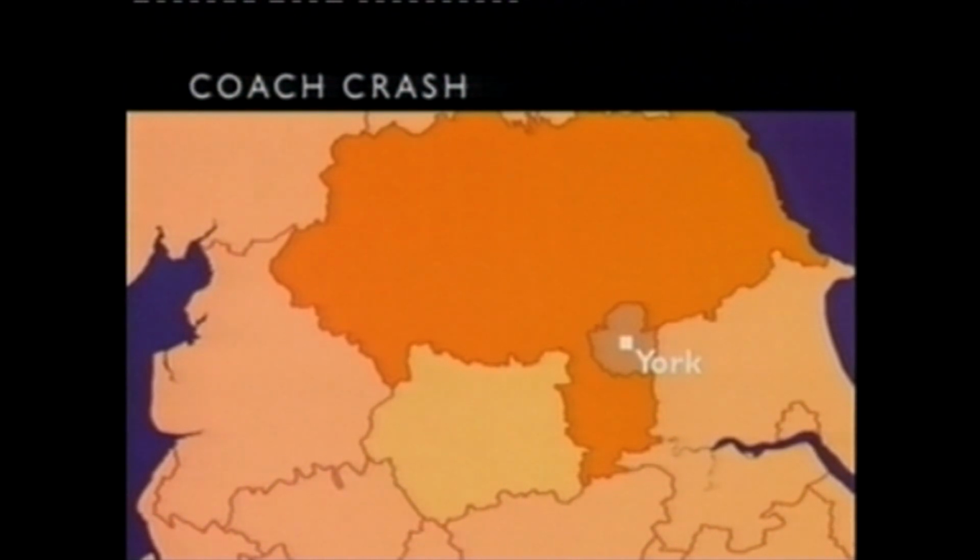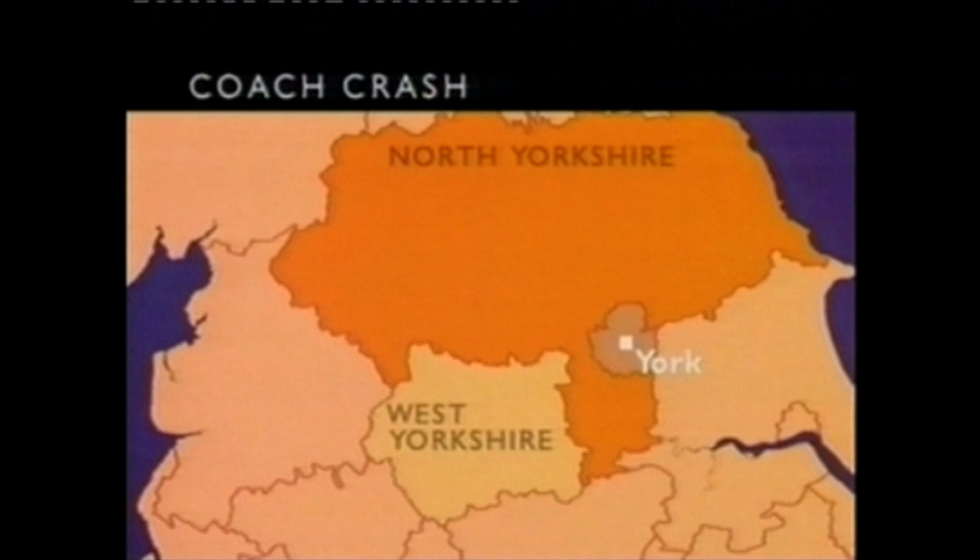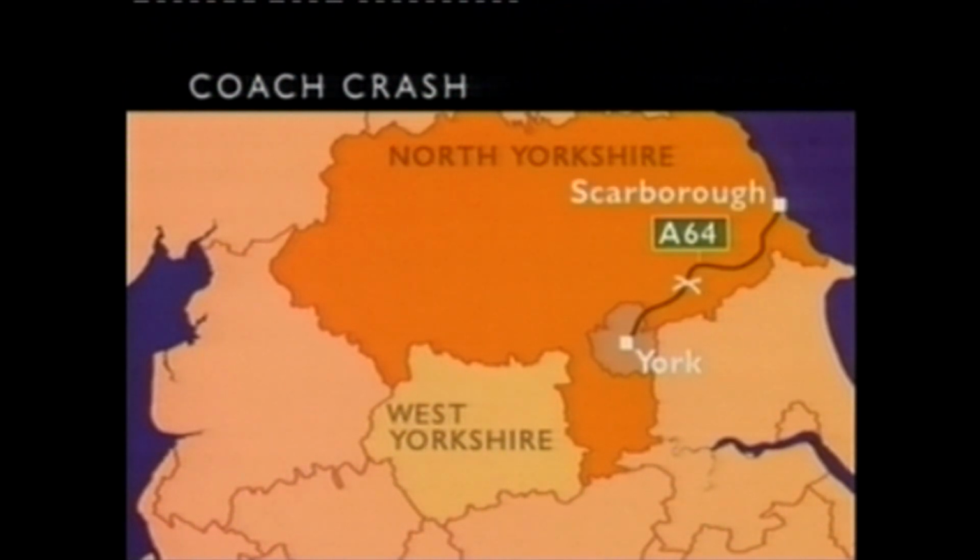And we should then give the viewer a better idea of where in the country York is. If we know that the crash happened on the A64, we can show that, providing a location on the road if possible. And if we know that the coach was carrying pensioners on a day trip to Scarborough, that too can be included. This is probably now the right balance of information.